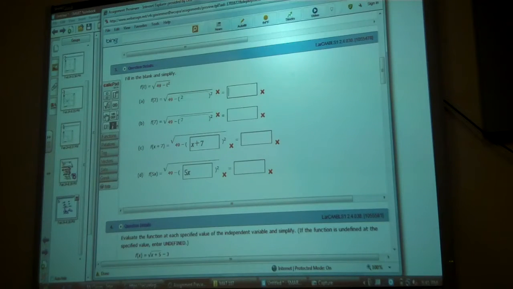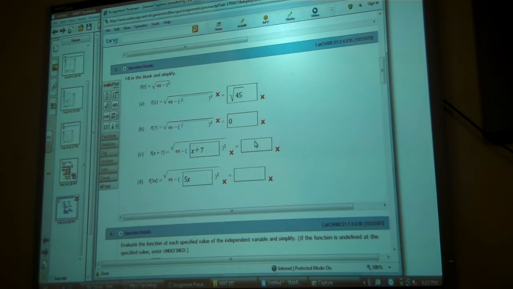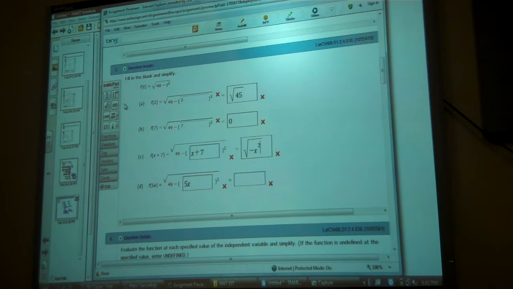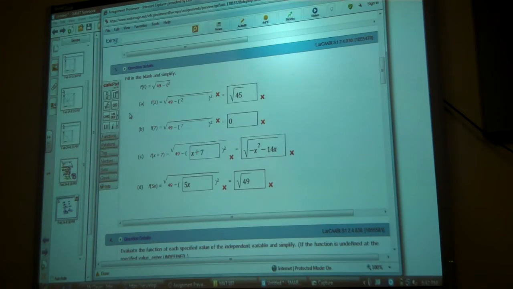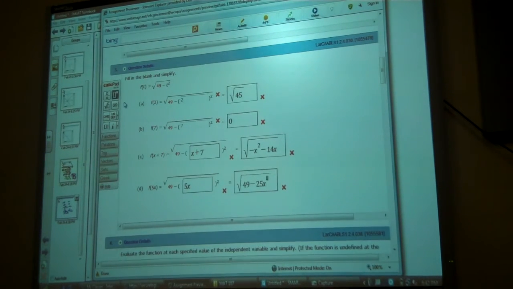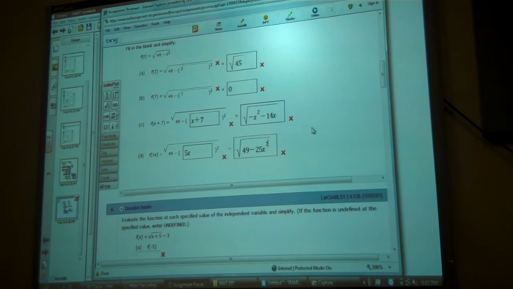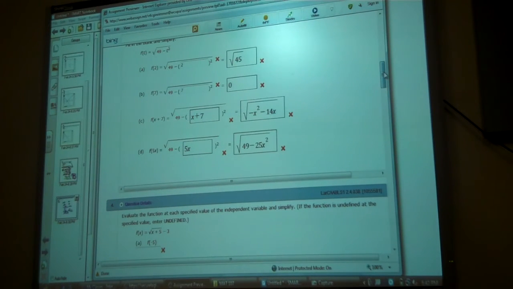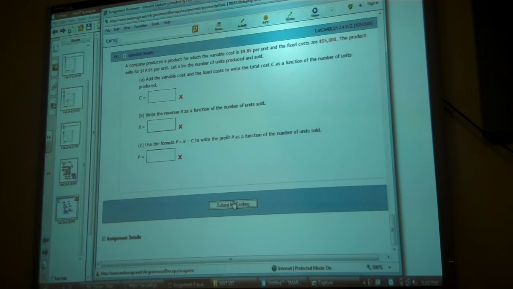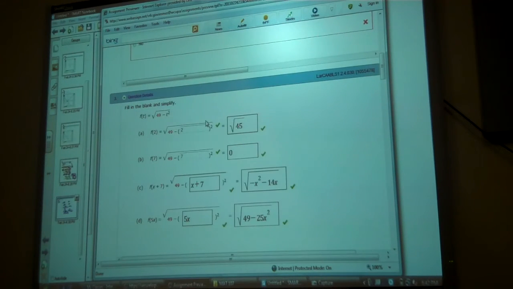We said this was square root of 45. This guy was 0. This guy was something strange: square root of negative x squared minus 14x, something like that. And this one was square root of 49 minus 25x squared. Okay, so let's see what we get. Let me go ahead and submit these. I think it's like that. Yeah. Okay. More questions?